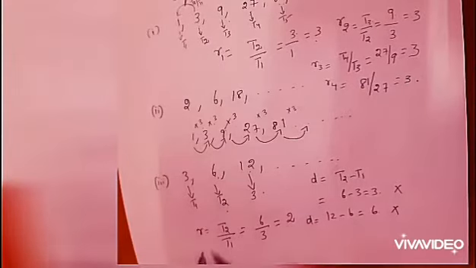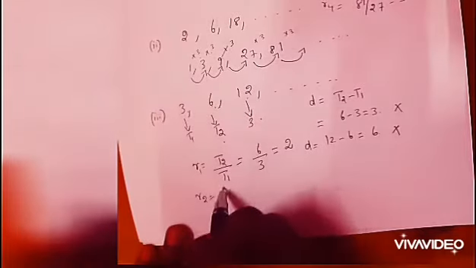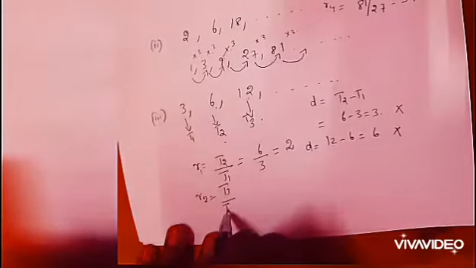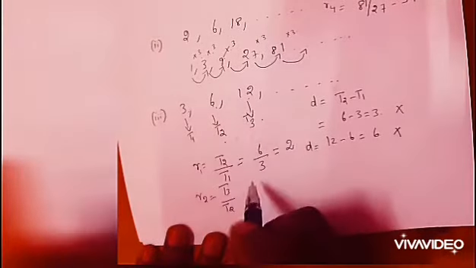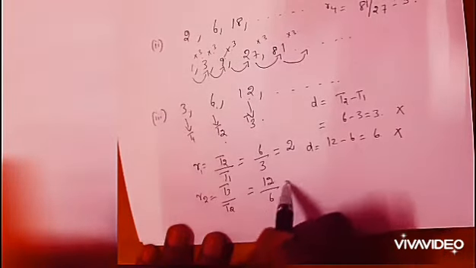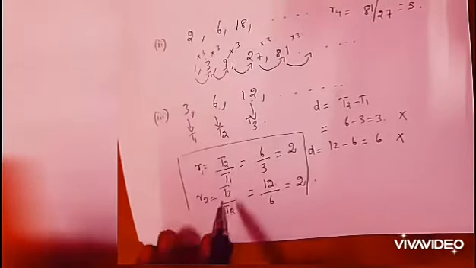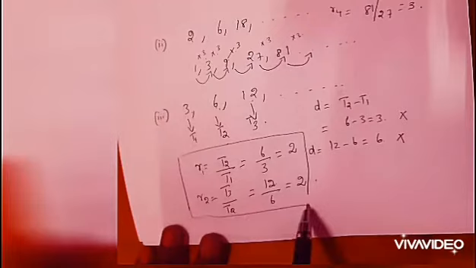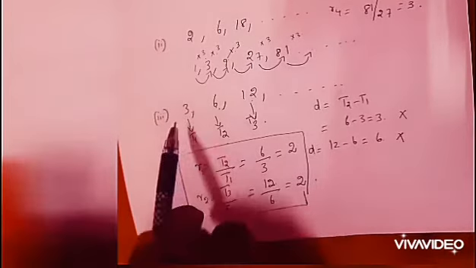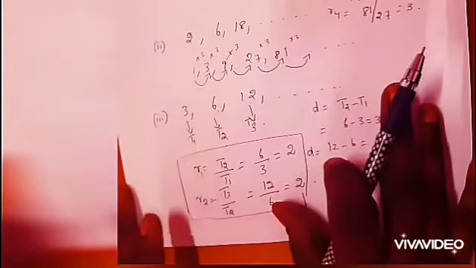Similarly, the second common ratio, I'm going to write it as T3 divided by T2. So 12 divided by 6 is also 2. So it has the same common ratio, which means the given sequence is a geometric sequence.